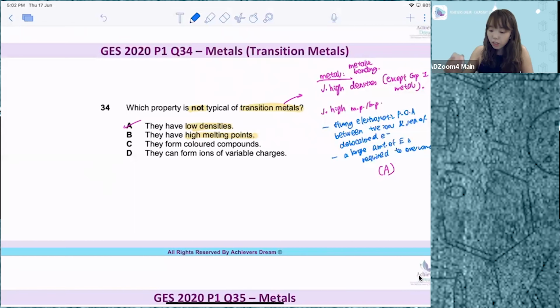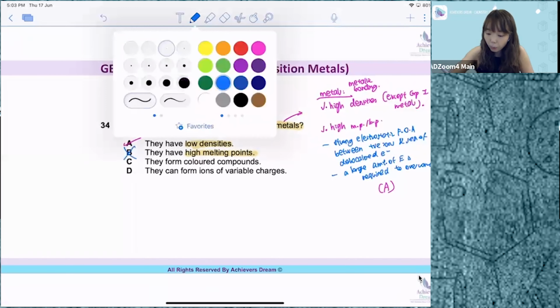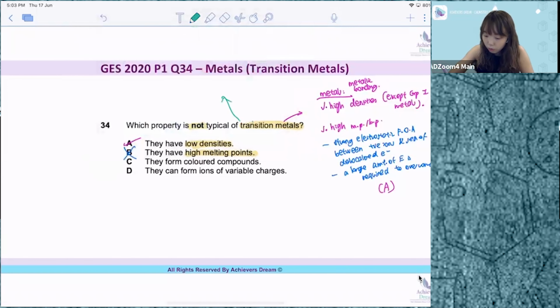So option B is typical of transition metals. Option B is not the answer. Then for options C and D, these two are unique properties of transition metals. For transition metals, there are 3 unique properties. The first one is that they have multiple variable oxidation states. What does this mean?